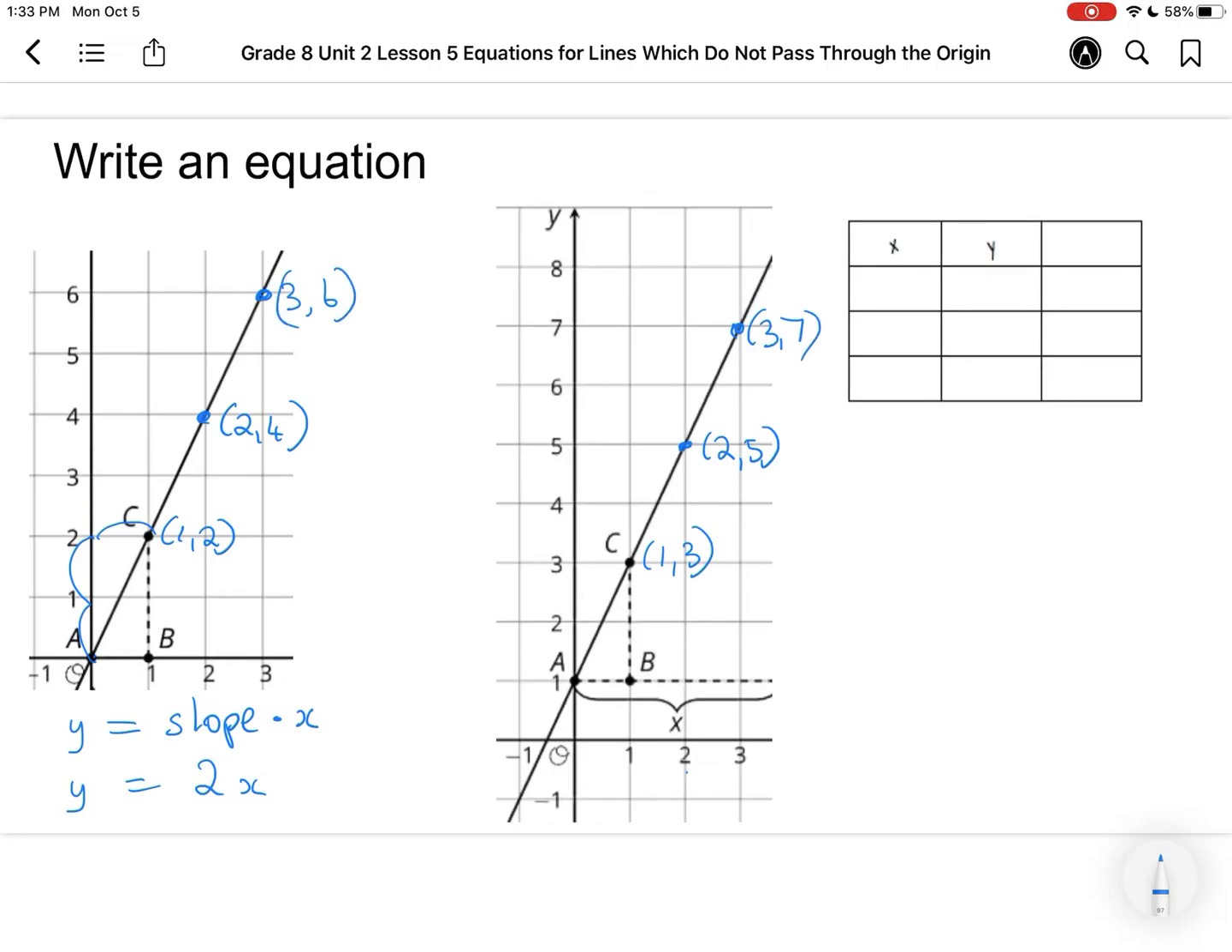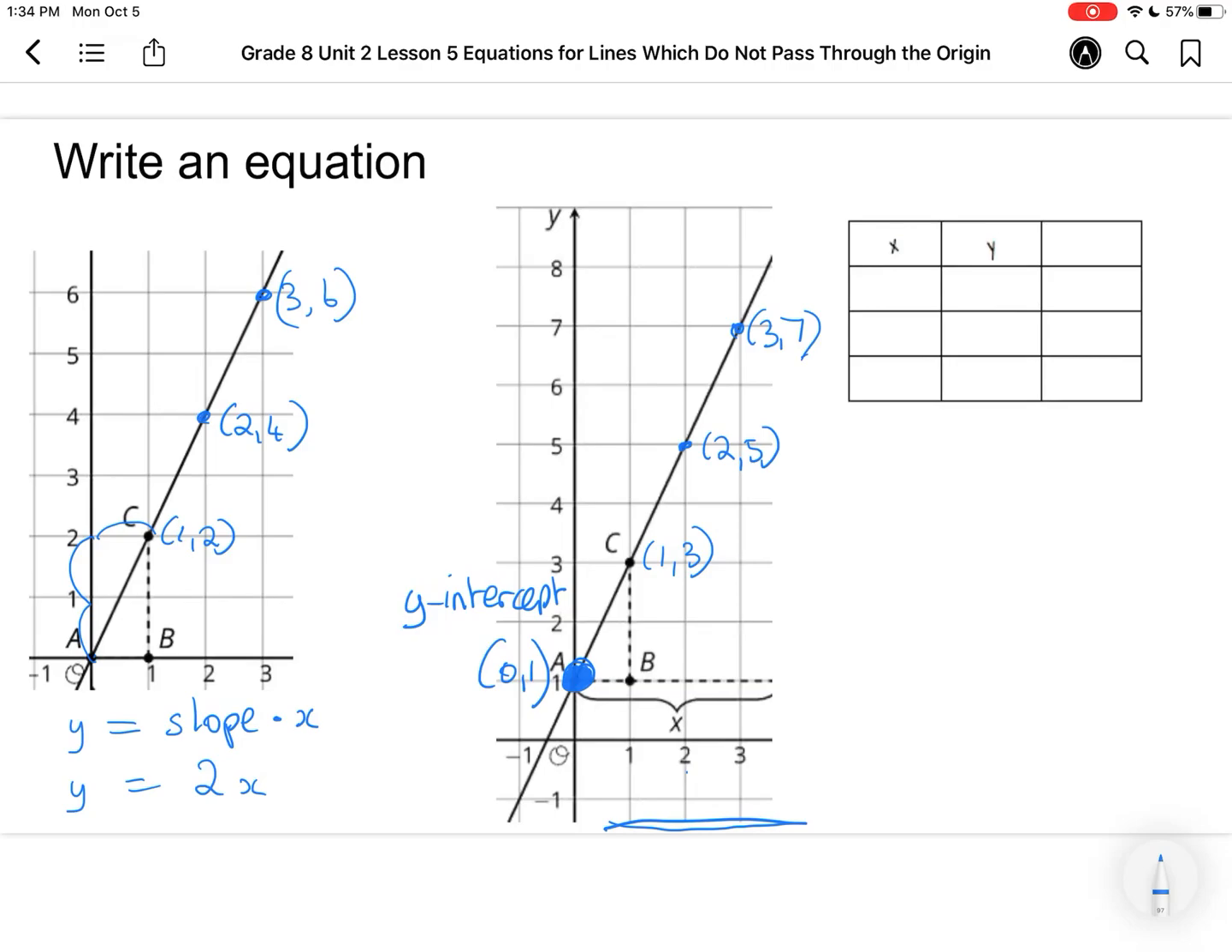So we can see that the x value is the same on both graphs, but the y value on the right-hand graph here is 1 more than on the left graph. And that's because the whole line has been moved up one notch on the graph to here. It comes through here instead of going through the origin. And this point here, 0, 1, is called the y-intercept. It's where the line meets the y-axis.